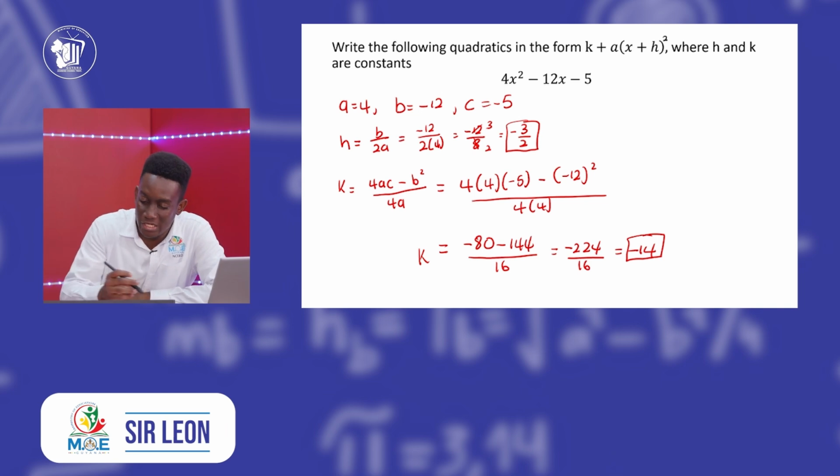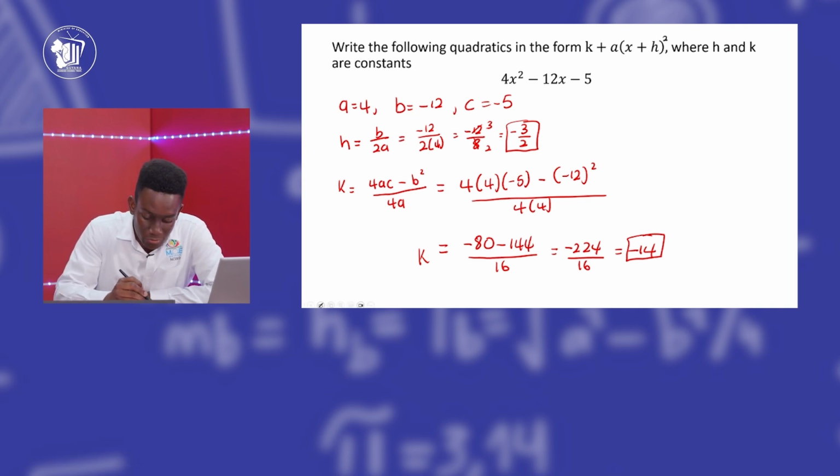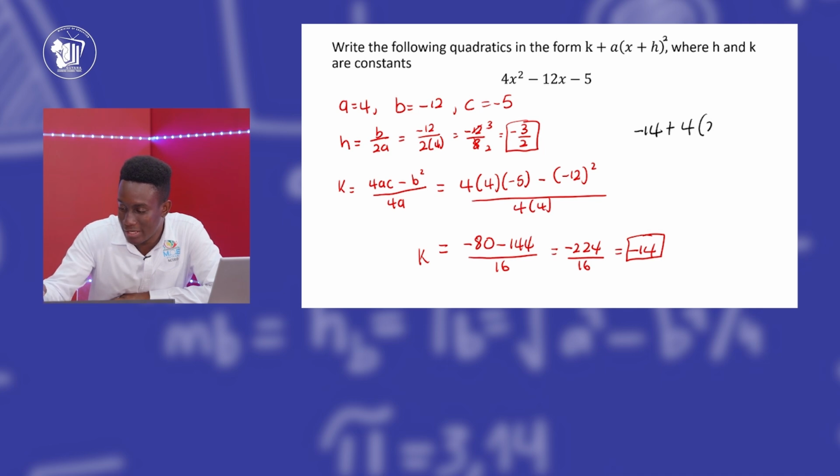So we have our value for h and we have our value for k. Now we can write it in the form. The form that we want to write will be k plus a, open bracket, x plus h. So we take our value for k, which is negative 14, plus the value for a, which is 4, open bracket, x plus h, which is negative 3 over 2. Of course these two signs will cancel out and give you one sign. So this is negative 14 plus 4, open bracket, x minus 3 over 2, squared. And that is how you express that in that form.